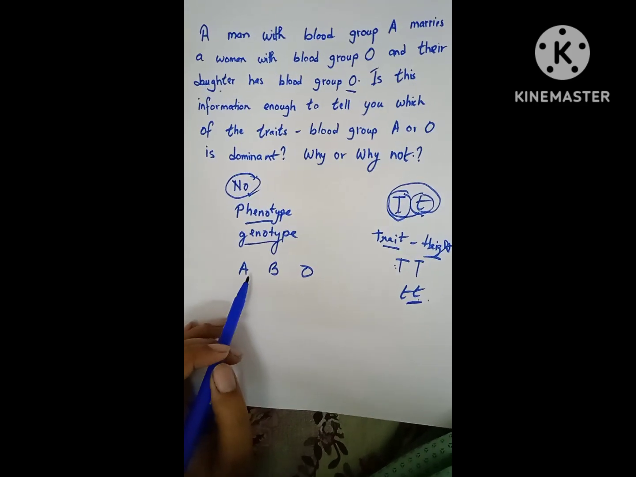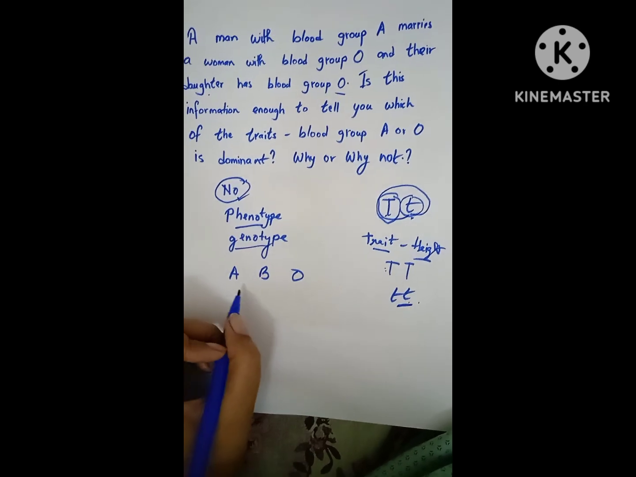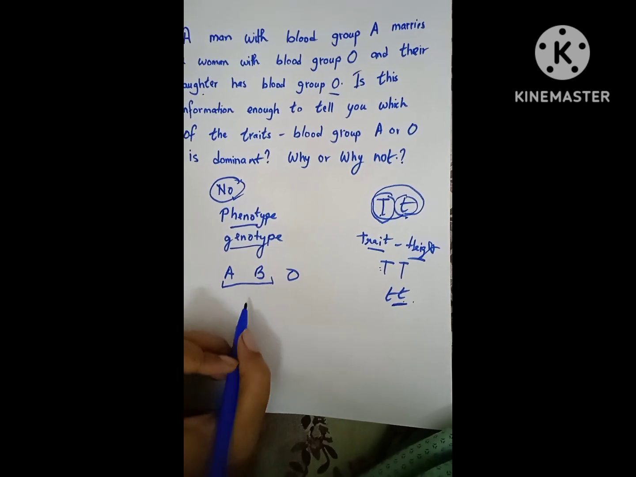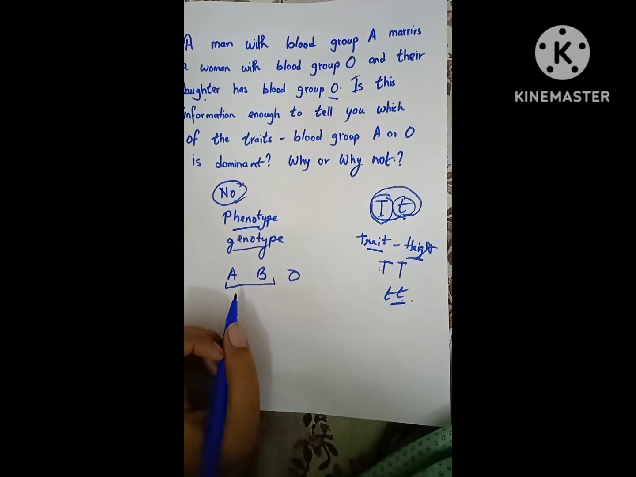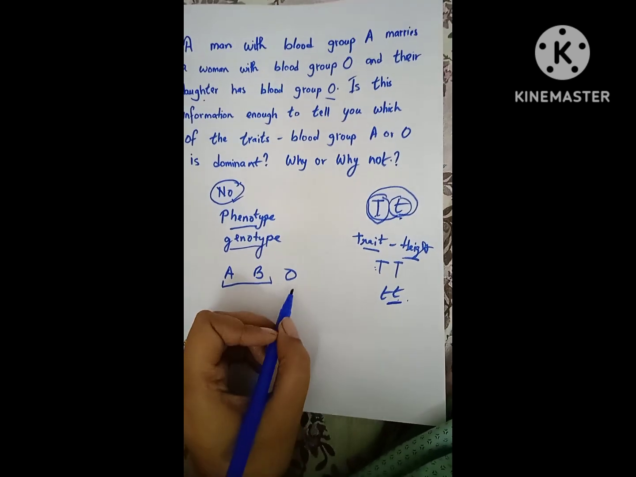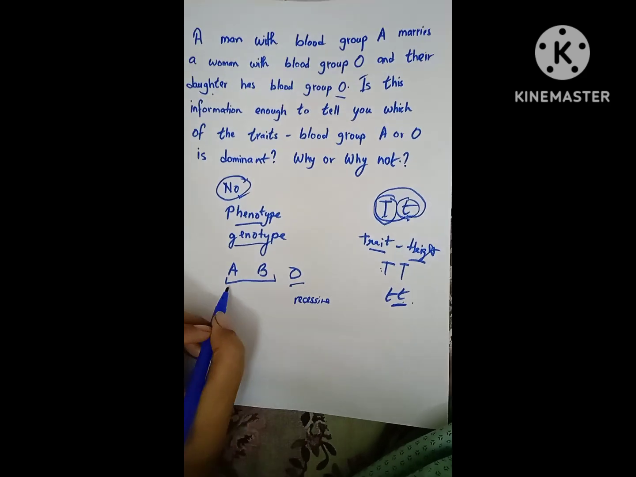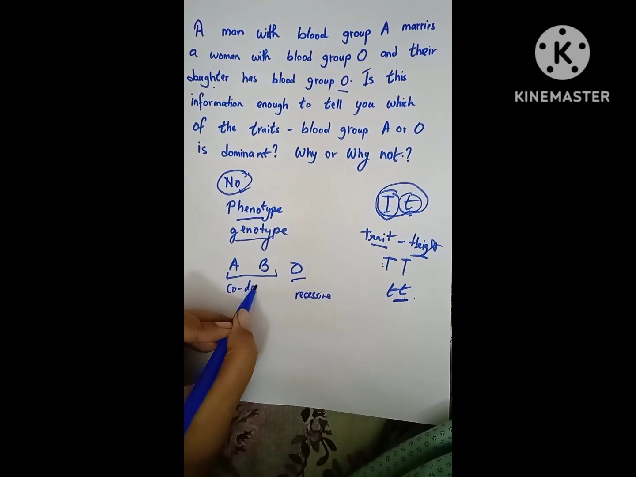Now over here we have three blood groups, A, B and O. Out of these three, A and B are co-dominant. Co-dominant means if A is present or B is present, it will show its character. And O is recessive. O is recessive and A and B are co-dominant.